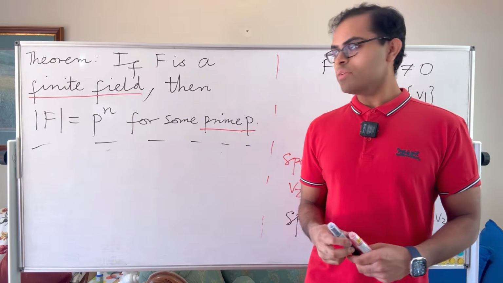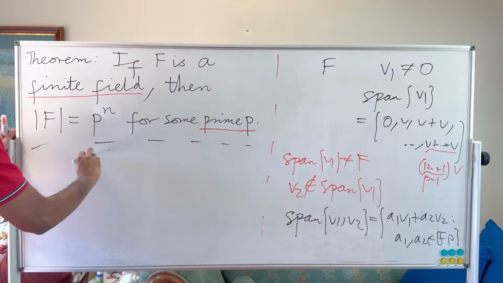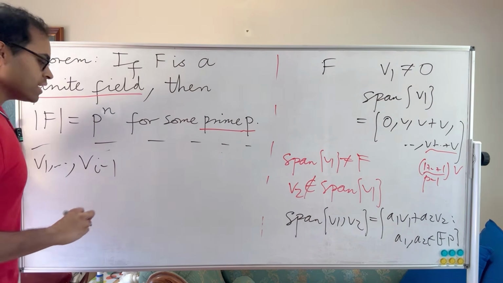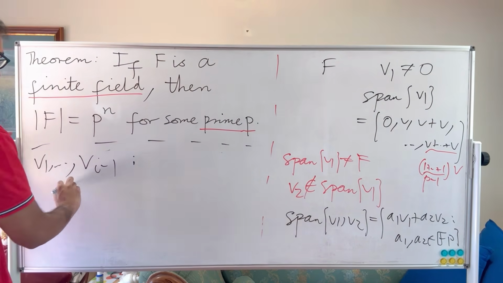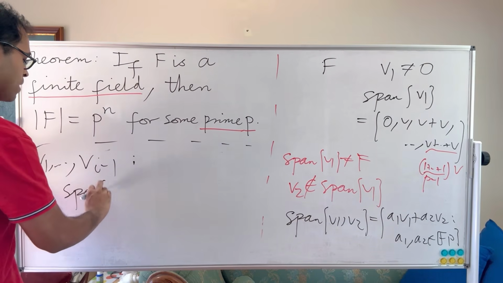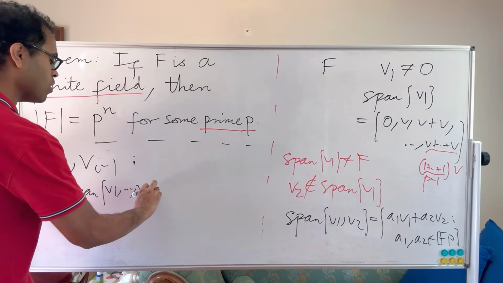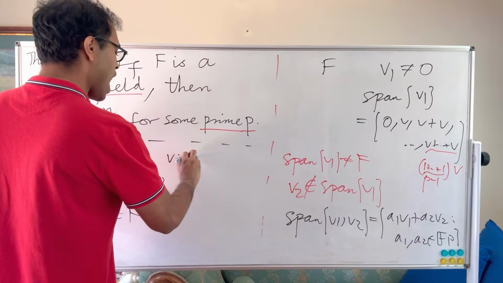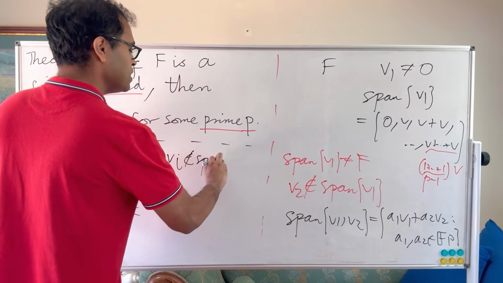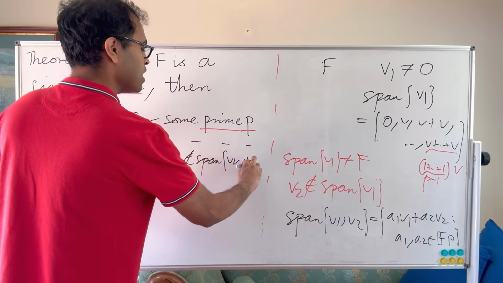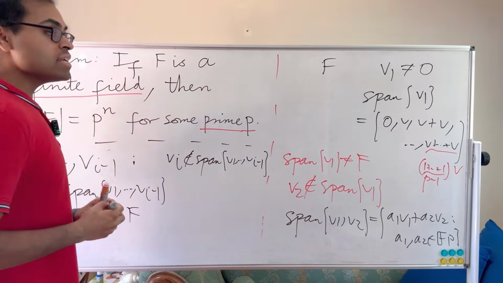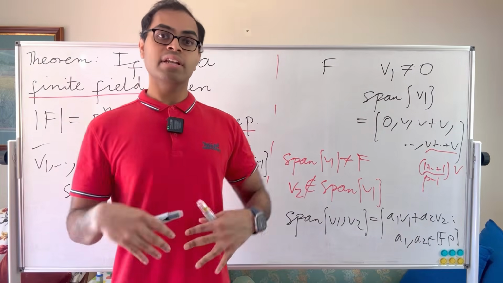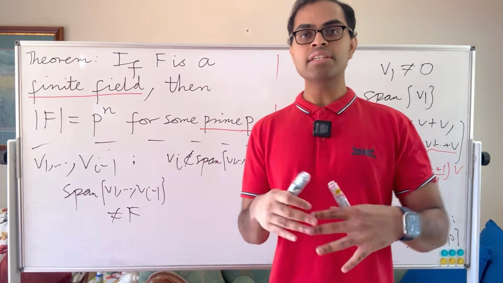You can keep going with this. Once I pick V1 dot dot dot V(i minus 1), I can pick Vi, assuming that the span of V1 dot dot dot V(i minus 1) is not equal to F. I can pick Vi outside of that span, and this process has to terminate because F is finite. That's a cool thing. We're dealing with finite fields, so you can be very explicit about this basis.